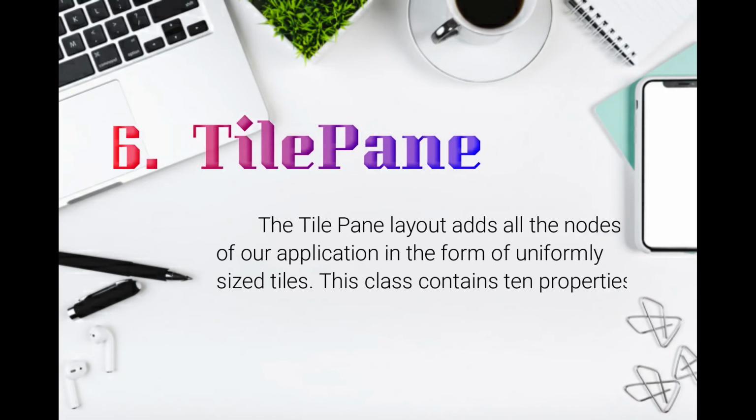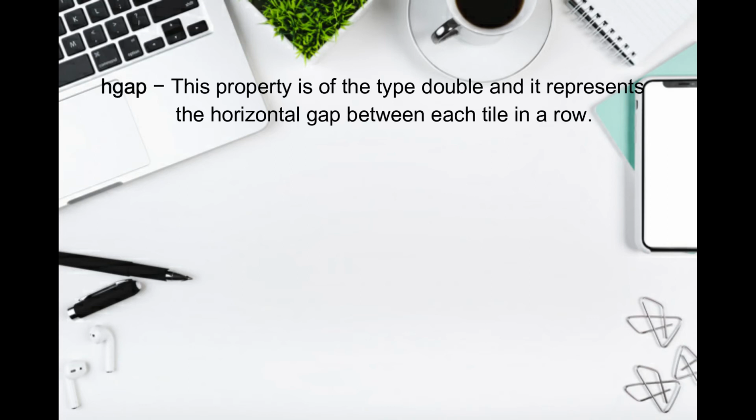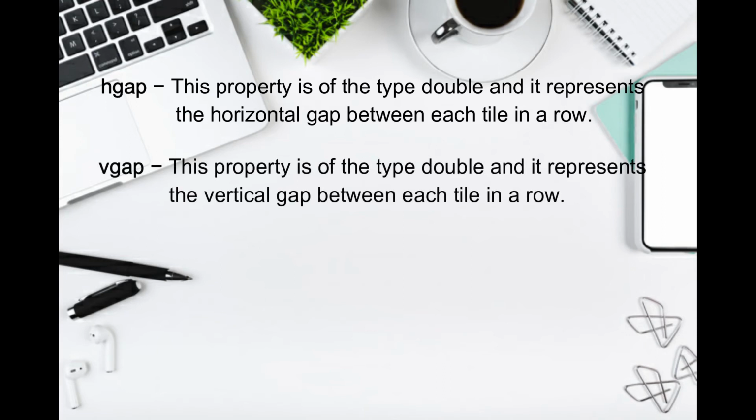Tile pane. The tile pane layout adds all the nodes of our application in the form of uniformly sized tiles. This class contains 10 properties. hgap. This property is of the type double and it represents the horizontal gap between each tile in a row. vgap. This property is of the type double and it represents the vertical gap between each tile in a row.